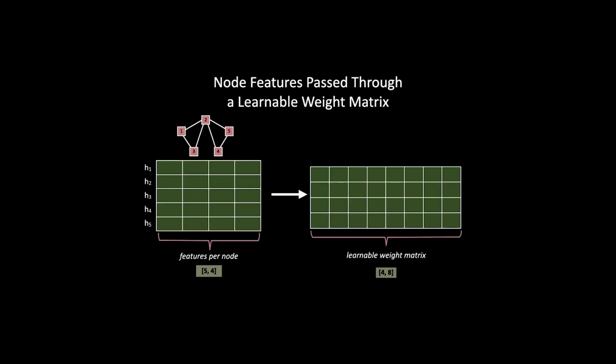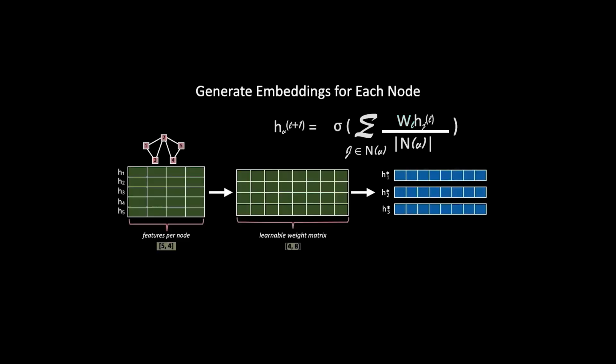Now, how does this transformation relate to the formula that we looked at for aggregation and transformation? Here is the simplified formula. This learnable weight matrix that you see on the right corresponds to WL that you see here in the formula. Passing the node features through a learnable weight matrix generates embeddings for each node. And here I represent each embedding using H1 star, H2 star, and H3 star. In this way, you'll have embeddings for all nodes in your graph structure.